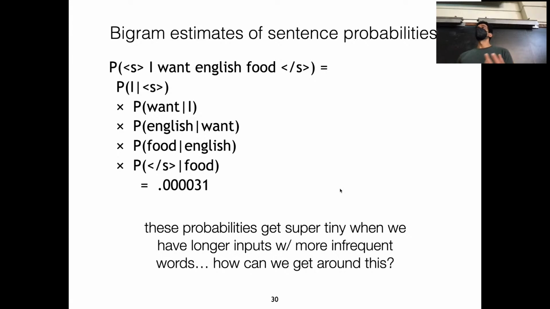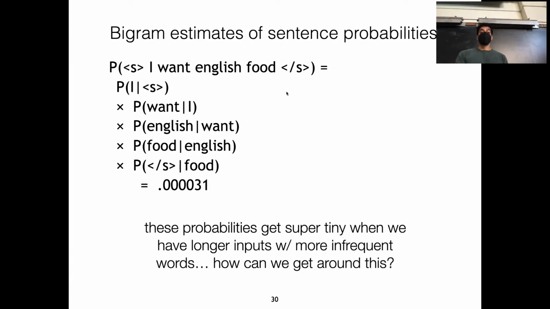And this was only with 7 tokens of input, right? You can imagine if I have a much longer sequence, this probability is going to get smaller and smaller and smaller until eventually I might have to deal with some numerical underflow issues. So what should I do in this case? Anyone have any ideas?